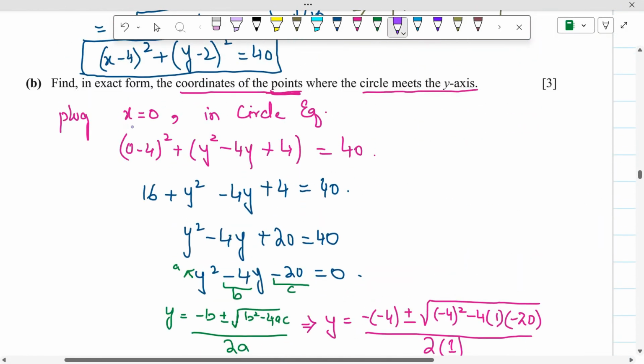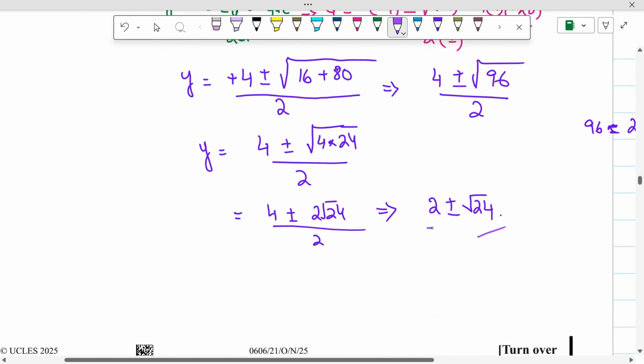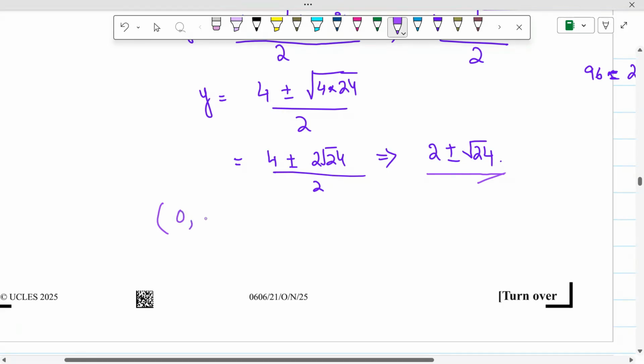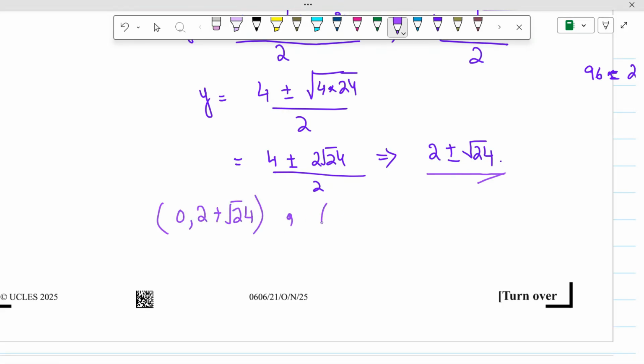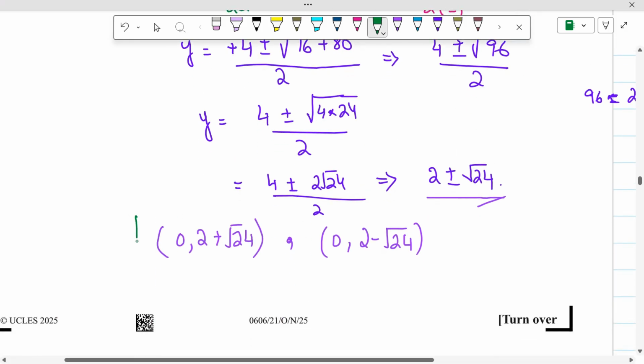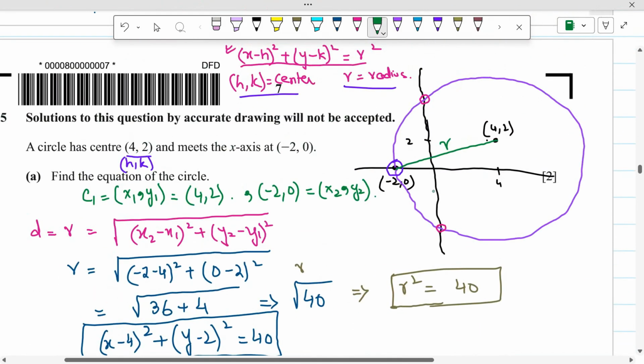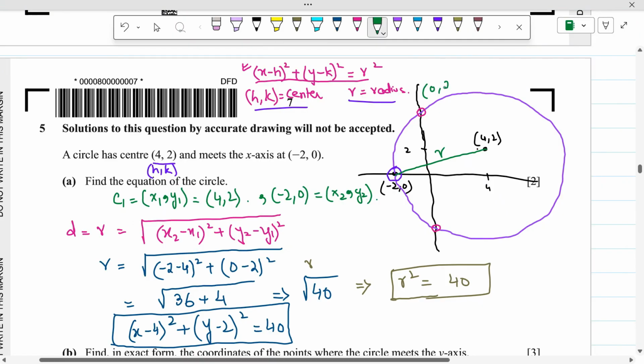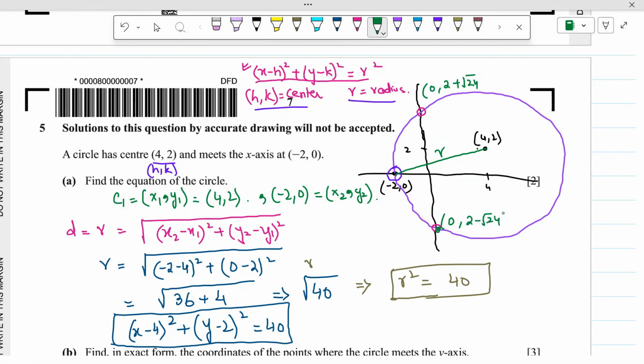We plugged in the value x equal to 0. So we have the y coordinate which is 2 plus minus the square root of 24. So we can say that the points are (0, 2 plus square root of 24) and another point (0, 2 minus square root of 24). So these are the two points where this circle meets the y-axis. This one is (0, 2 plus square root of 24), and this one is (0, 2 minus square root of 24). Okay.